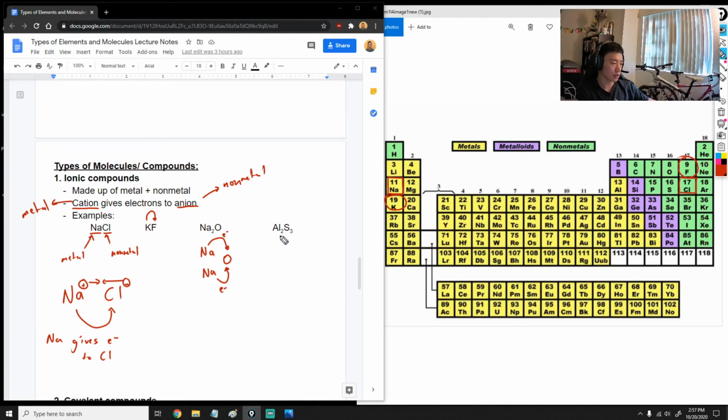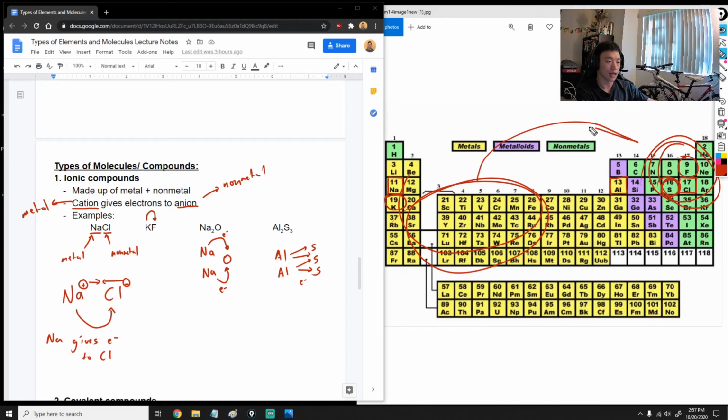Okay, and then here we have another example of an ionic compound. We have aluminum, which is a metal, and then we have sulfur right here, which is a nonmetal. There's two Als and there's three sulfurs, and basically the Als are going to give electrons to the sulfurs. That's basically what an ionic compound is. Just know, in order to figure out if something is an ionic compound, you need to see if it's made with something in the yellow part, a metal, and a green, a nonmetal. It has to be metal and nonmetal.